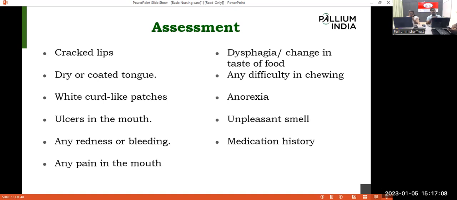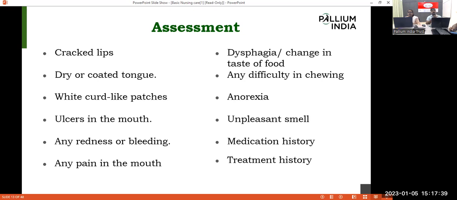Then any medicines. Suppose the patient is taking oral antibiotics continuously, maybe due to the prolonged use of antibiotics, such types of medicines will also cause ulceration, or due to overheating, some lesions or ulceration may happen inside the mouth. Like that, any medication history, any allergic history is there or not, we need to assess.